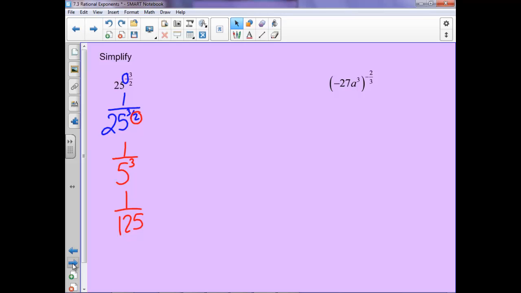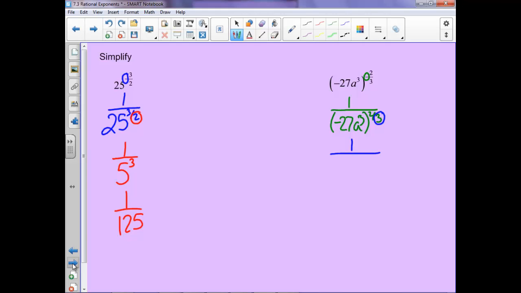Now this next one, same thing. Let's go ahead and take care of this negative. So we'll have 1 over this negative 27a cubed, now to the positive 2/3. Once again, let's go ahead and do the cubed root. So the cubed root of negative 27 is negative 3. And the cubed root of a cubed is a, but we still have all of this squared. So we'll have 1 over 9a squared.